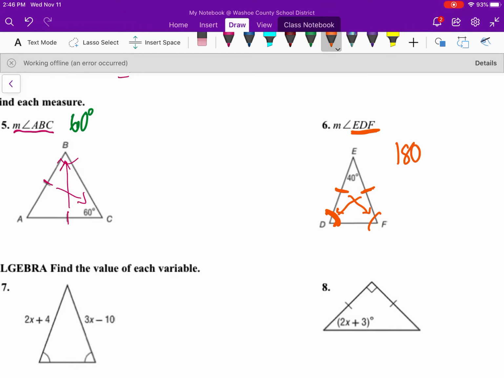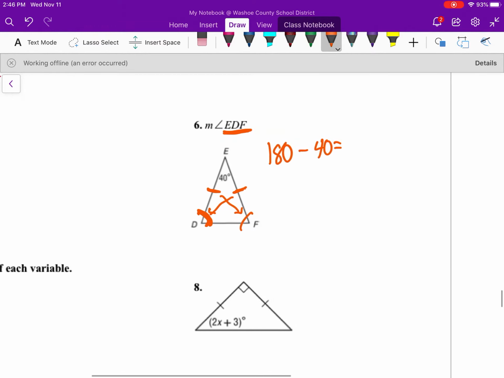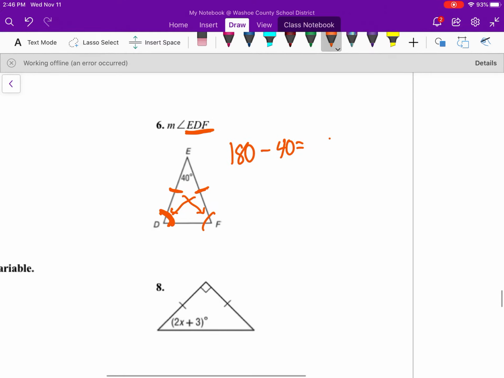Well, I know that all triangles add up to 180 degrees. So 40 of those degrees are already accounted for. That leaves me with 140 degrees to work with. Okay? Because these two angles are split into two equal angles, I'm going to take that number and divide by 2, which means that each of these is going to be 70 degrees. And that's how I get my answer.